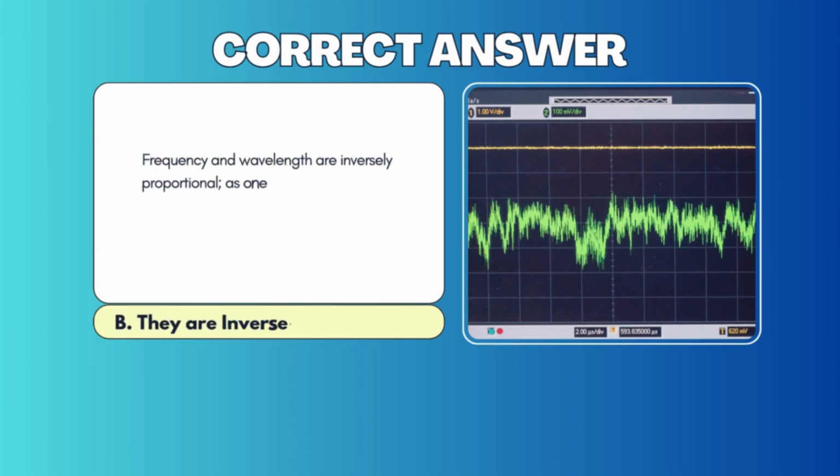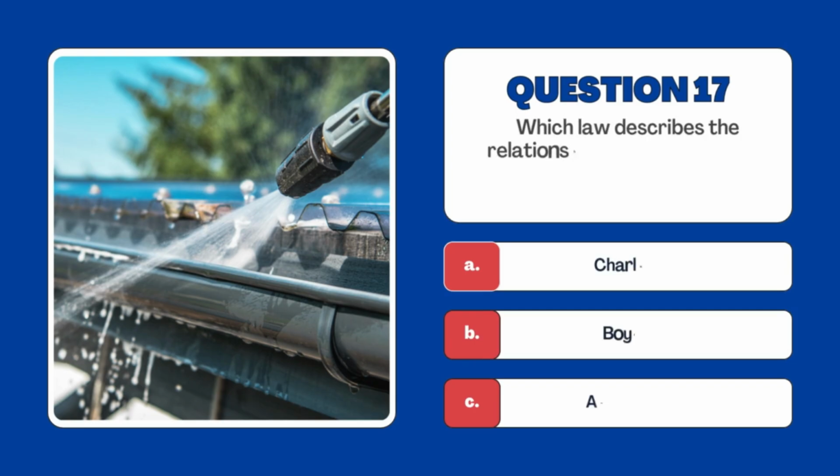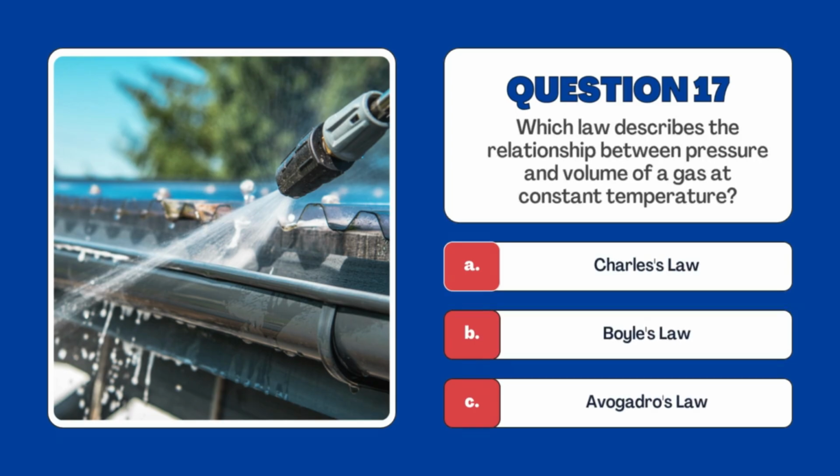The correct answer is B. They are inversely proportional. Frequency and wavelength are inversely proportional. As one increases, the other decreases in wave behavior. Question 17. Which law describes the relationship between pressure and volume of a gas at constant temperature?